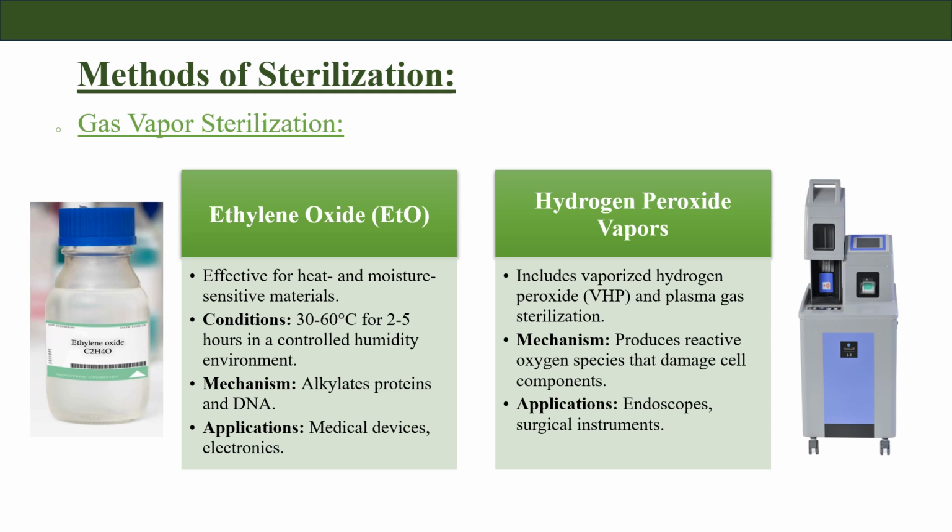Hydrogen peroxide vapors. This method includes vaporized hydrogen peroxide, VHP, and plasma gas sterilization. It produces reactive oxygen species that damage cell components. These reactive molecules attack proteins, lipids, and DNA, leading to cell death. These methods are used for endoscopes and surgical instruments.